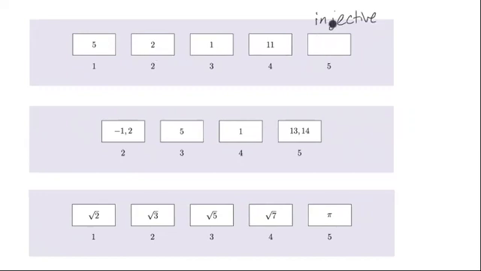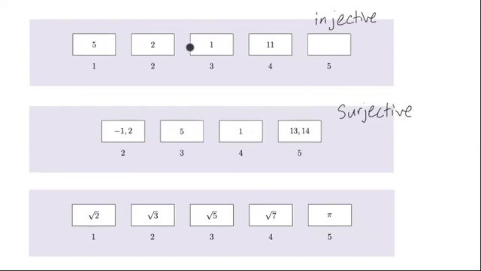So a function is injective if there's at most one thing that goes to a codomain element. So you're not going to have two things running to the same place. That's what injective means. No two things run to the same place. Now, this one right here, notice that you don't have any empty boxes. That's called a surjective function. No empty boxes.